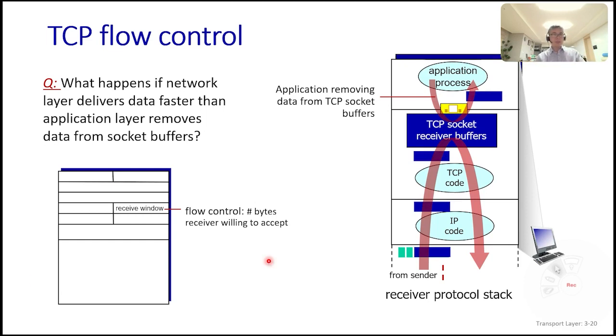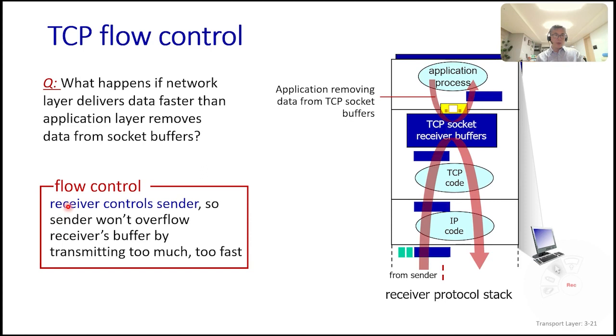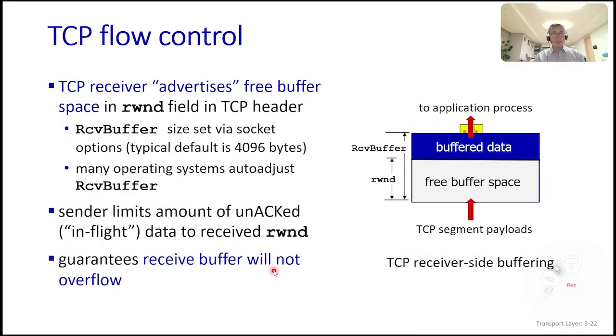So this is the TCP segment header. The receiver window is called the receiver window size. RWND is the receiver window size. In flow control, the receiver controls the sender, which means the receiver controls the sender's speed so that the sender won't overflow the receiver's buffer by transmitting too much too fast. So RWND is the receiver window size.